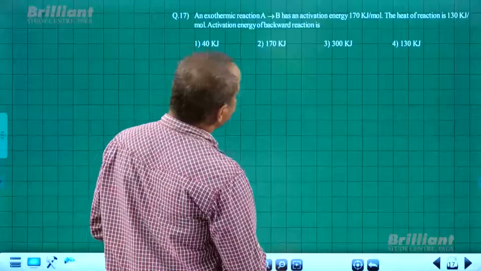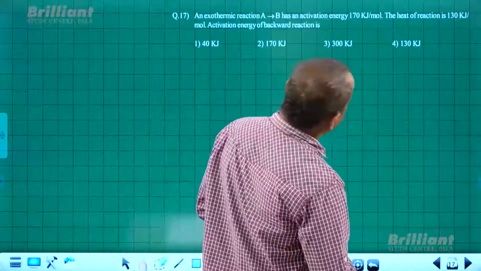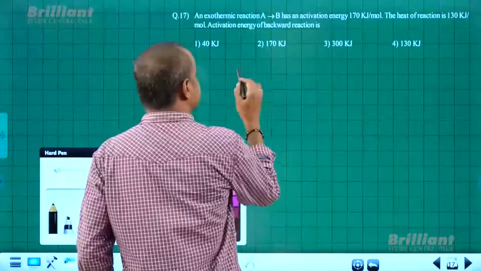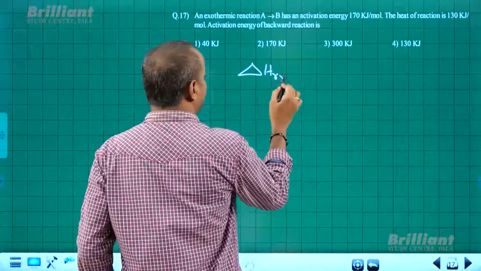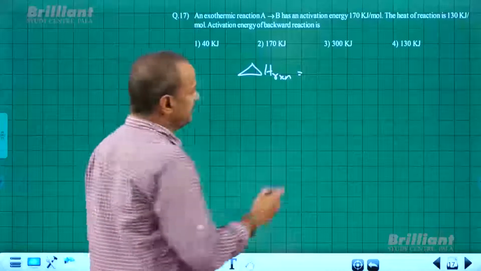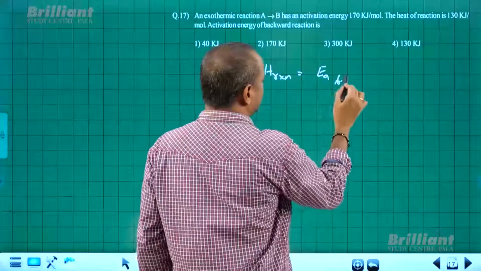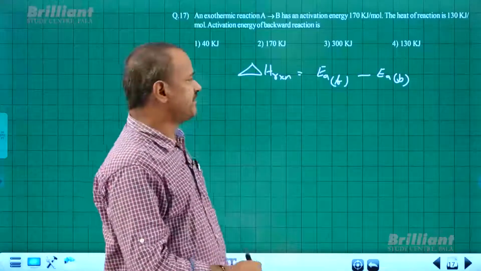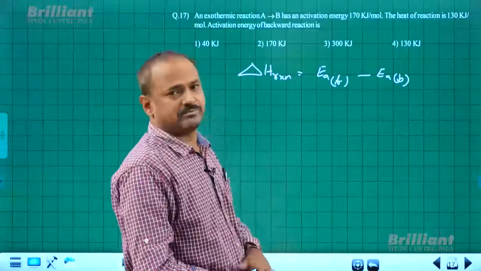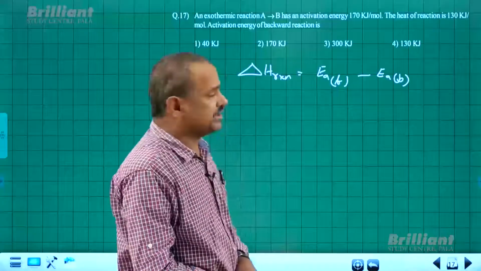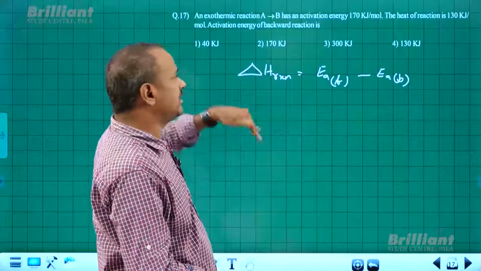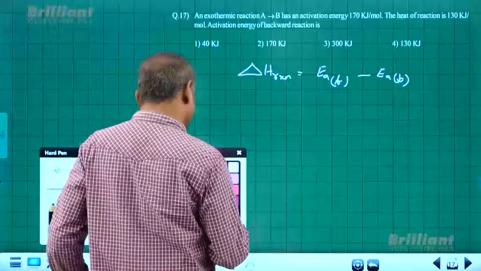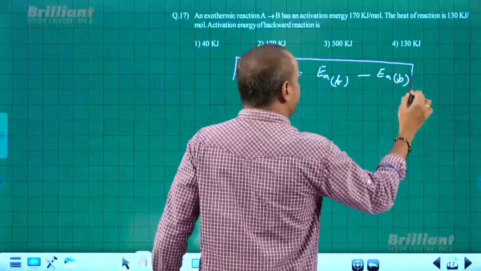Exothermic reaction A gives B, activation energy 170, heat of reaction 130. Find the activation energy of the backward reaction. For any reaction, this is the same formula: delta H of reaction, the enthalpy change of the reaction, is equal to EAF minus EAB, activation energy of forward minus activation energy of backward. This formula is constant for any type of reaction, exothermic or endothermic. Don't change this formula because the sign automatically changes according to the type of reaction.